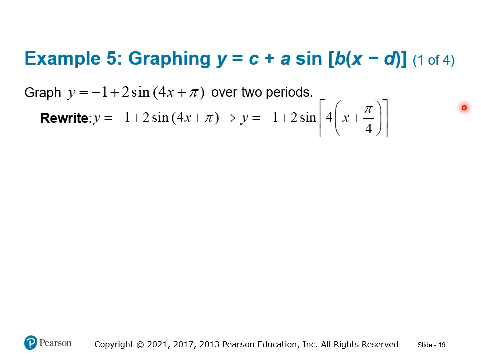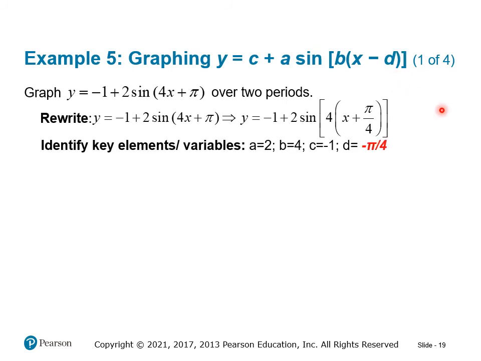Here we've rewritten everything except for the phase shift. It's still positive. So it's okay by me to do that because I always remember that the phase shift is counterintuitive. It's the opposite direction. But if you want to be OCD or perfectionist, this would be x minus -pi/4. So d is equal to -pi/4.